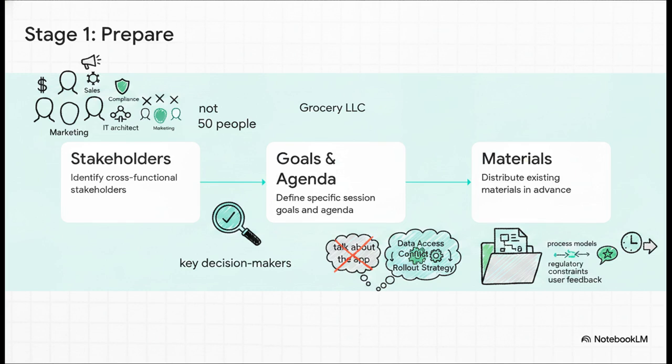You just want the key decision makers. Next, you have to define specific session goals and an incredibly tight agenda. Our goal isn't just to casually talk about the app. Our goal is to, quote, resolve the data access conflict between sales and compliance and agree on a rollout strategy between IT and marketing. Super specific.